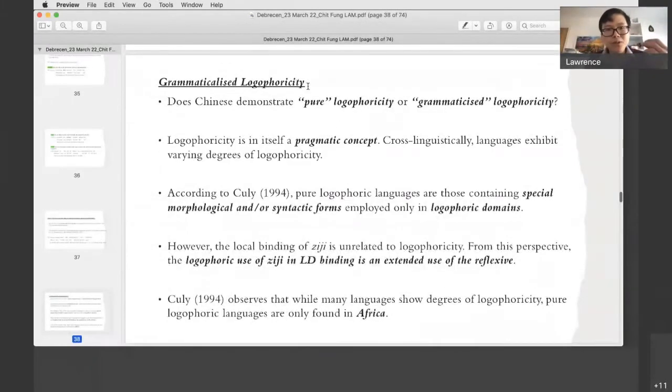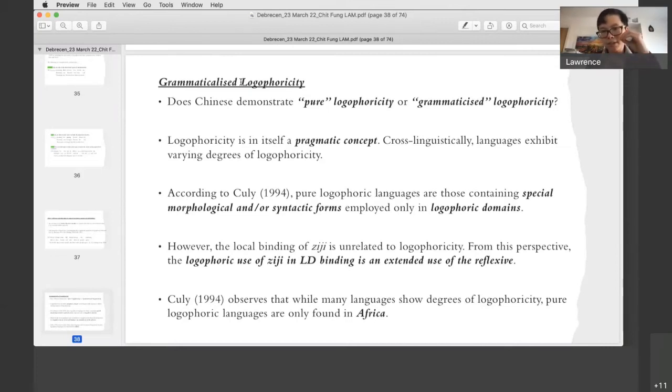So just to add to the concept of logophoricity here, I would say that cross-linguistically there should be at least two different types of logophoricity. One that I would call pure logophoricity, and another that I call grammatic-sized logophoricity. So what does it actually mean? I would say that in the literature, only more recently there appear to be some studies addressing the differences between the two. In the past, usually people didn't really differentiate between those two, but I think that for Chinese we need to differentiate it.